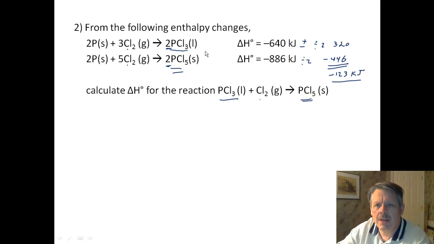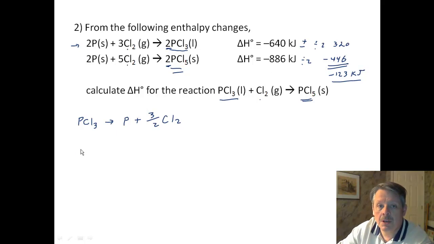Let's verify that just to be sure. I'm going to flip this first statement around, and I'm going to divide it by 2, so PCl3 becomes P plus 3 halves Cl2. And I'm going to take the second one. The second one we said was fine, except it has to be divided by 2. So I'm getting P on the left plus 5 halves Cl2 gives me PCl5.